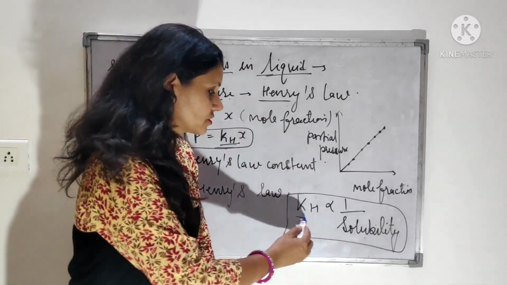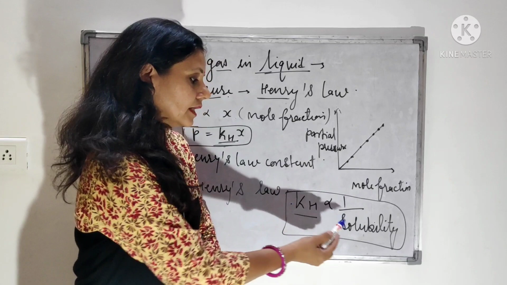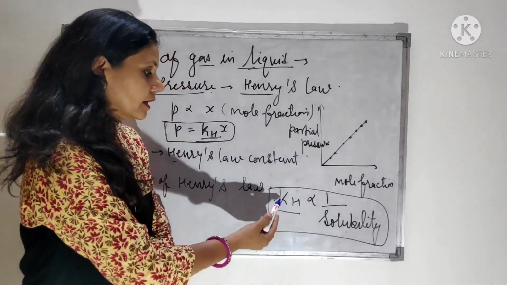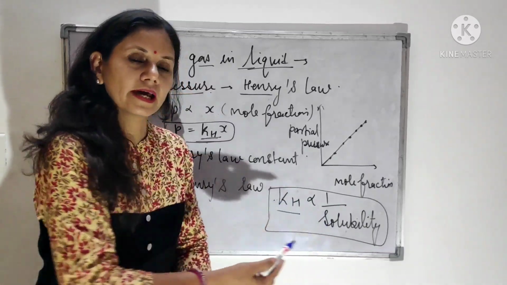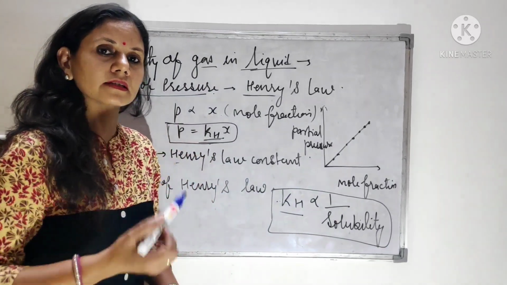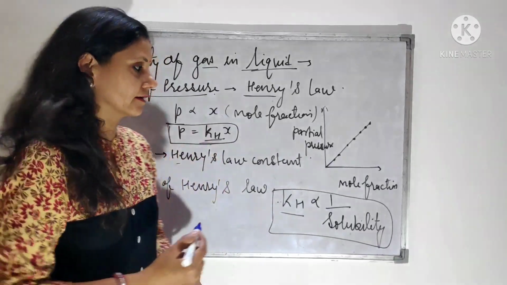If kh is more, then solubility will be low. If kh is high, solubility is low, so both are reciprocal to each other. kh and solubility are reciprocal to each other. There is a table given in your book. You can see in that.